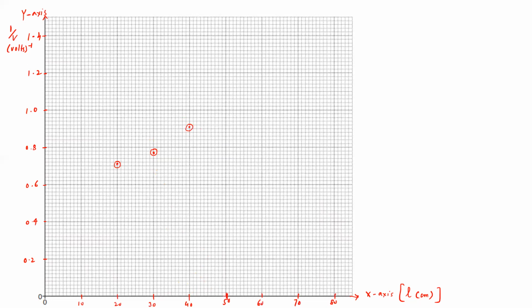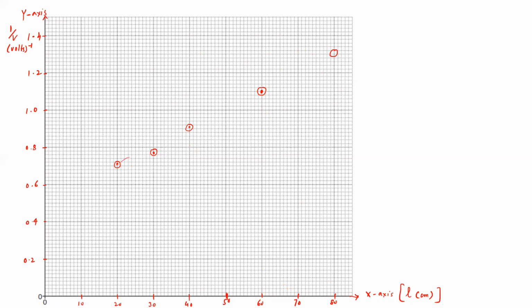Then on 60 we have the value 1.1. So 1 is here, 1.1 is somewhere here. On 80 I have the value of 1.3. So this is 1.2, and 1.3 is somewhere here. So we have to basically make a best fit straight line.